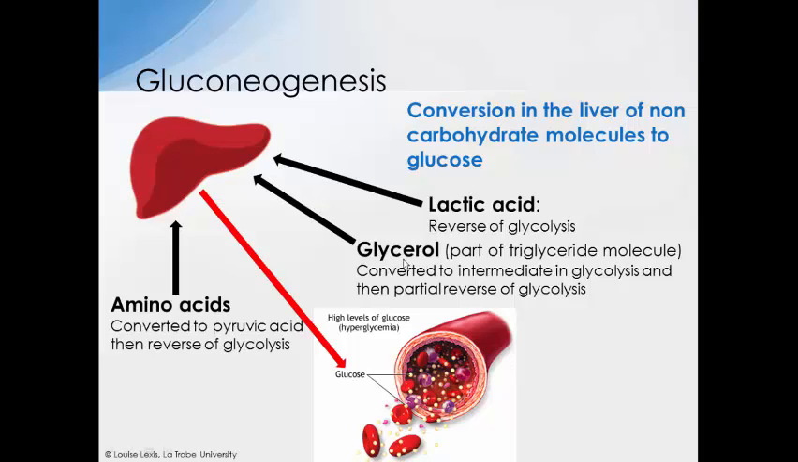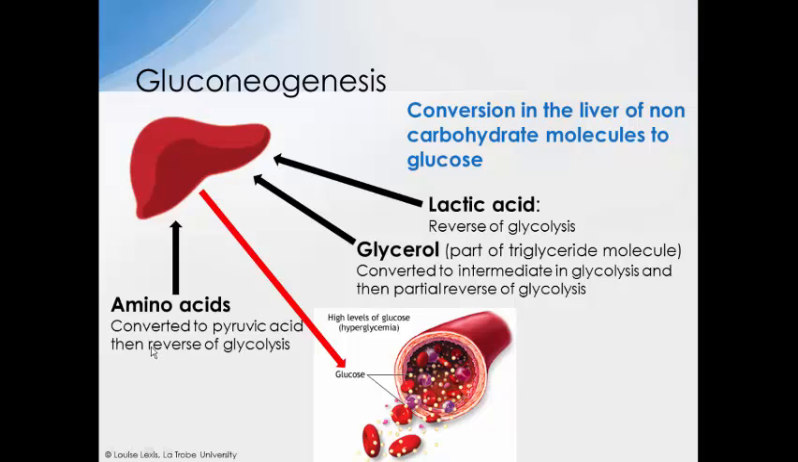Also glycerol can be used to make new glucose. Glycerol is part of the triglyceride molecule, so in other words, part of a fat molecule. So remember, glycolysis was taking glucose and breaking it down to lactic acid in anaerobic glycolysis, or as far as pyruvic acid for aerobic metabolism. What these molecules do is they're taken through the reverse of glycolysis, or the reverse of part of glycolysis, where they're then formed back into glucose.